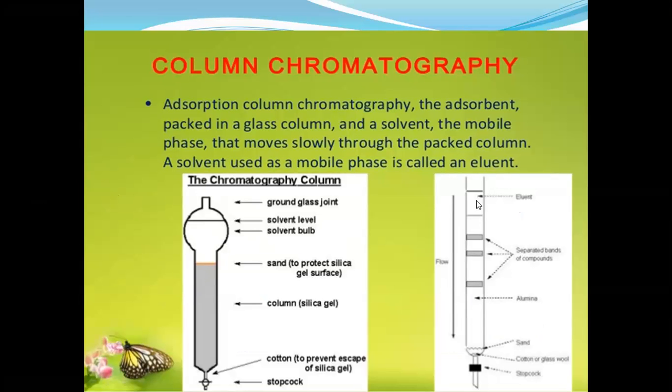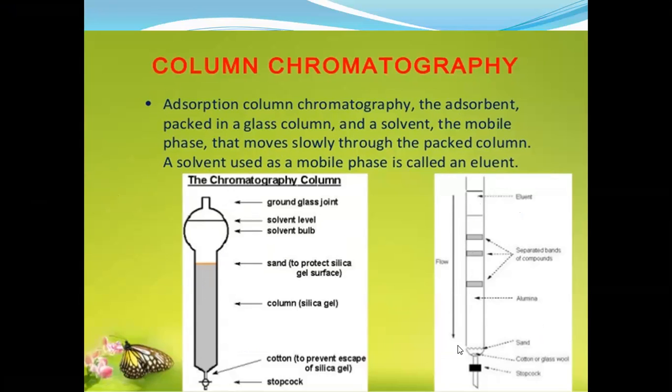So this is our column. Just like a burette, you are also allowed to use a burette as a column. Frequently we use a burette. So this is one type of column. In adsorption column chromatography, the adsorbent is packed in a glass column. So this is the glass column.